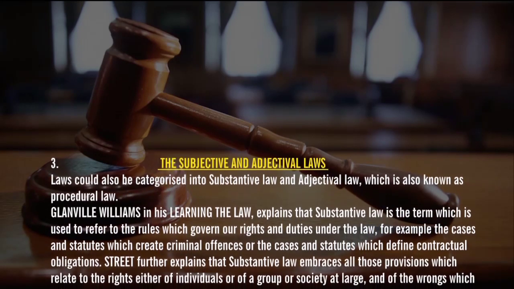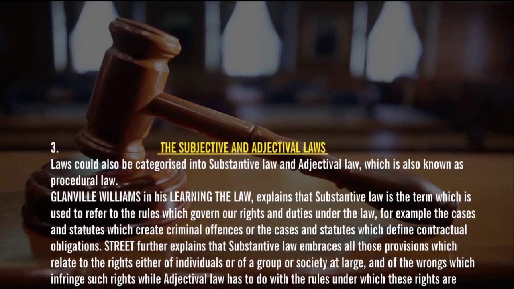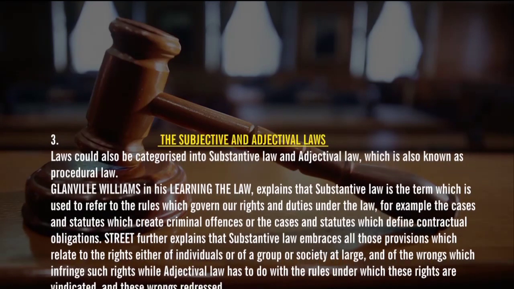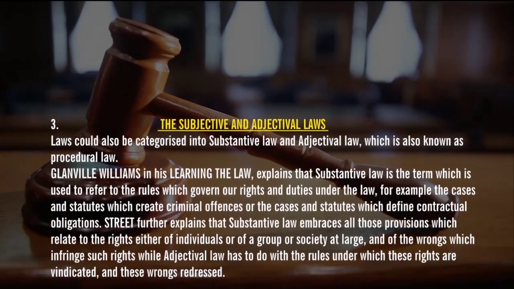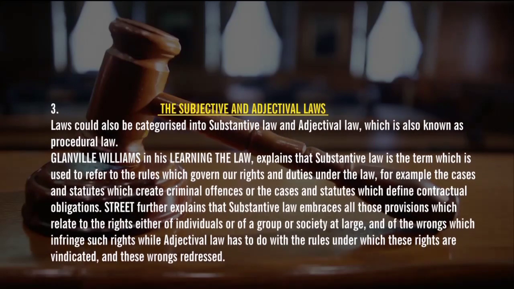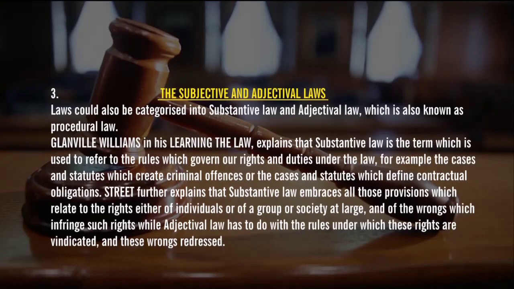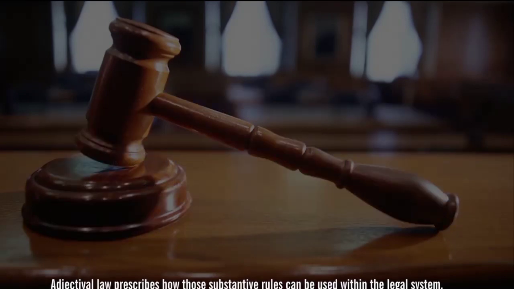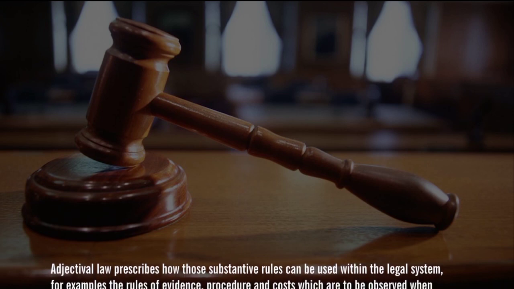Street Feder explains that substantive law embraces all those provisions which relate to the rights either of individuals or of a group or society at large, and of the wrongs which infringe such rights, while adjectival law has to do with the rules under which these rights are vindicated and these wrongs redressed. Adjectival laws prescribe how those substantive rules can be used within the legal system.